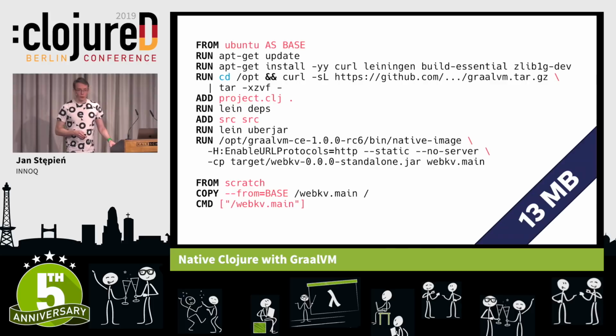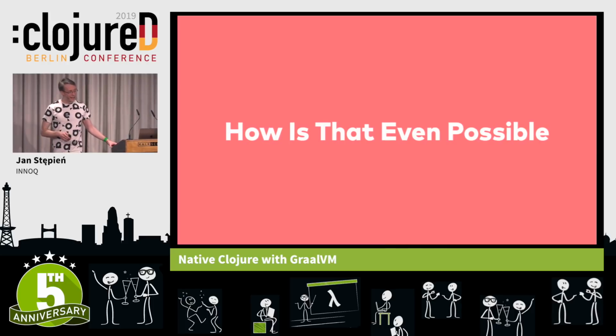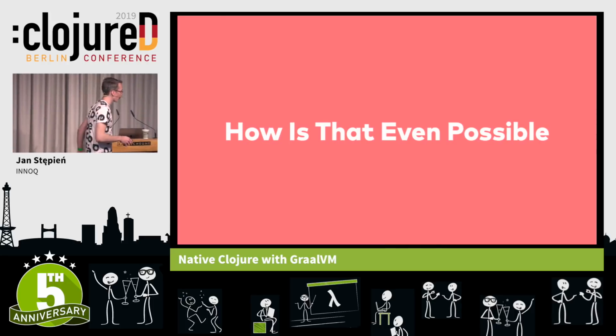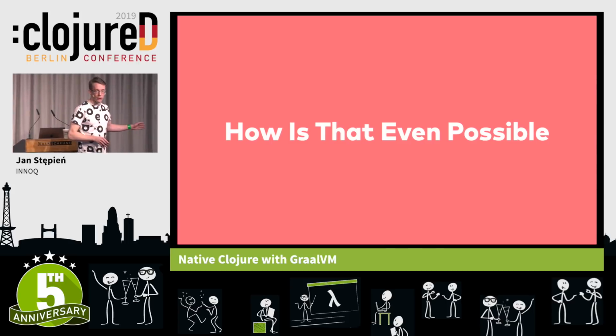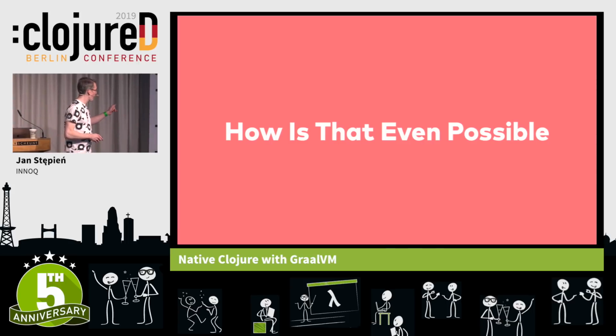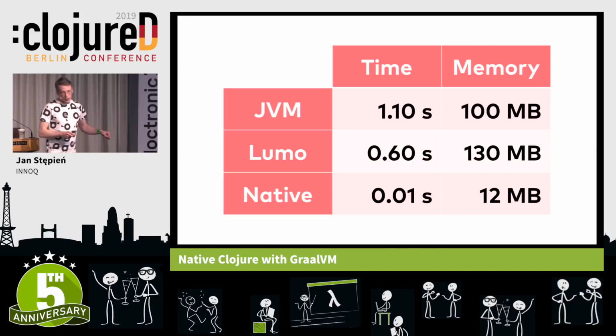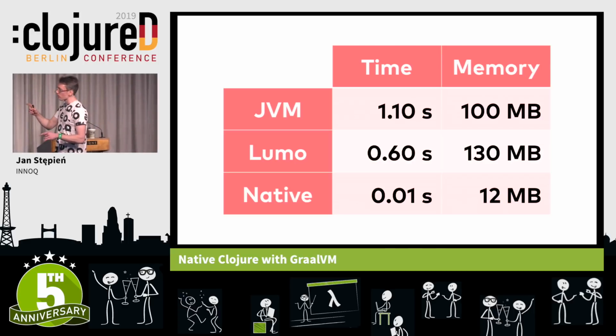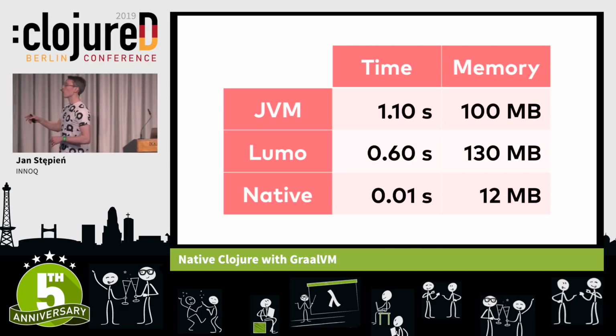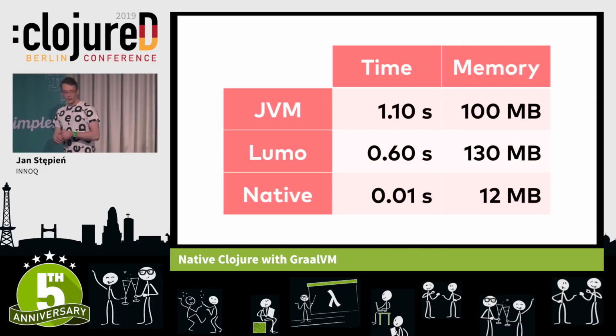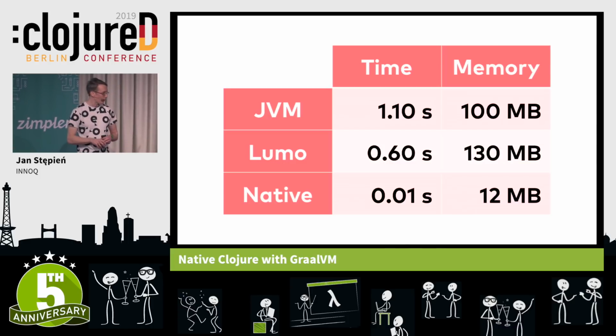And at this point, we can move on to the important question: how is any of that even remotely possible? Let's take a look at the numbers again. Numbers, yes. The right column, the memory usage, is a bit easier to explain.